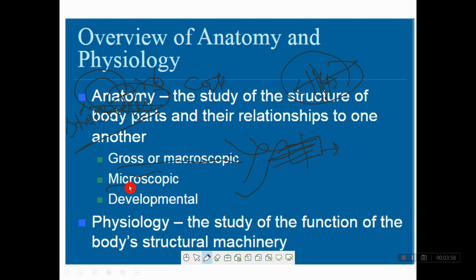Second one is microscopic anatomy. Microscopic anatomy, as the term indicates, is the kind of anatomy in which we study internal structures that are very small and cannot be seen with the naked eye. They are only seen with the help of a microscope, right? So, the anatomy of things which we see with the help of a microscope is called microscopic anatomy.